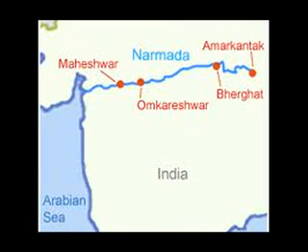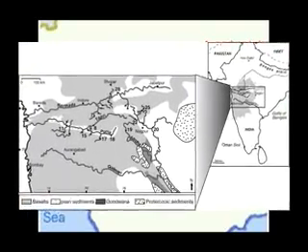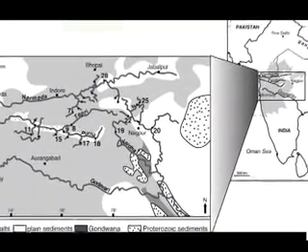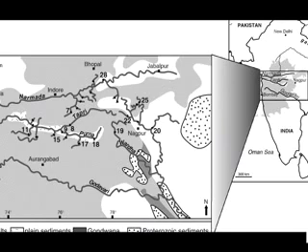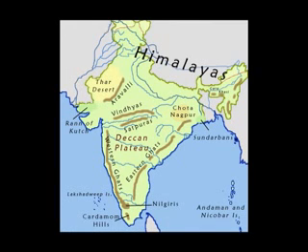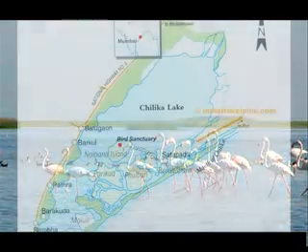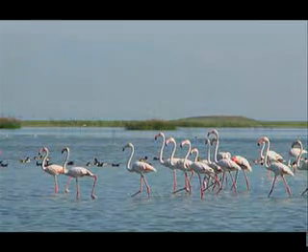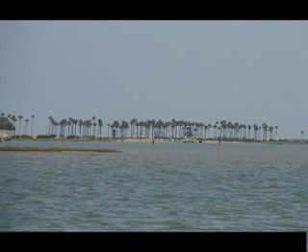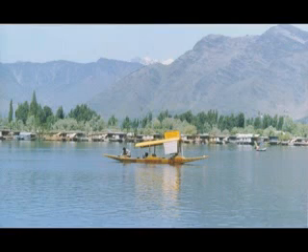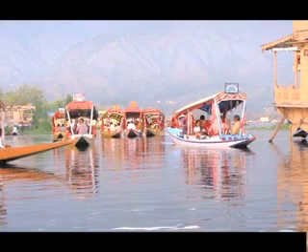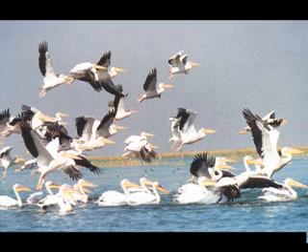The two important west-flowing rivers of Peninsular Plateau are River Narmada and Tapti. These two rivers join the Arabian Sea. There are a few natural lakes in India. Important among them are Chilka and Pulicat. Dal Lake and Wular Lake near Srinagar, Nal Lake near Ahmedabad.